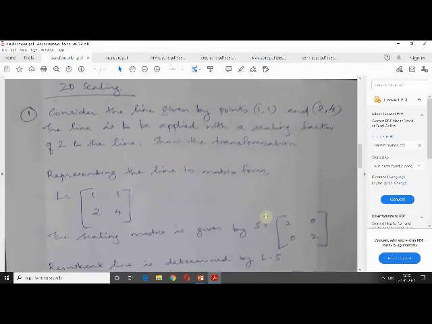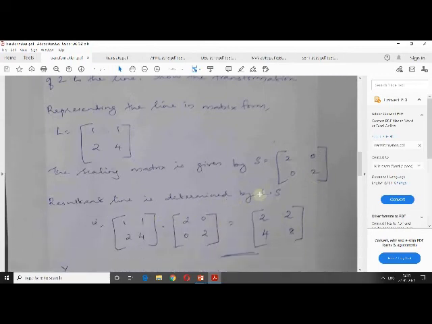Now coming to scaling. Scaling means you are changing the dimensions of the object. Question: consider the line given by points 1, 1 and 2, 4. The line is to be applied with a scaling factor of 2. Show the transformation. So you can represent the line in matrix format 1, 1, 2, 4. Scaling matrix is given by, we have Sx and Sy as 2. So you can represent in matrix form like this 2, 0, 0, 2.